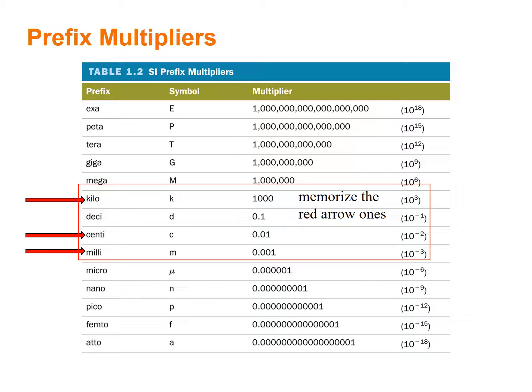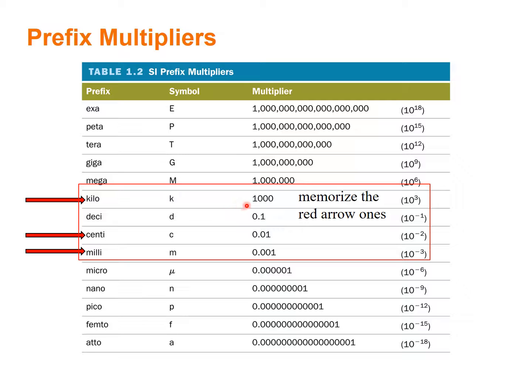So here are my prefix multipliers. Now, there are a lot of prefix multipliers. You don't have to know all of them. You only have to know just a few. The ones that I want you to see are, here is the kilo. You have to memorize this. I want you to memorize the ones with the red arrows. Here's kilo, here's centi, here's milli. And that's really pretty much all you have to memorize.